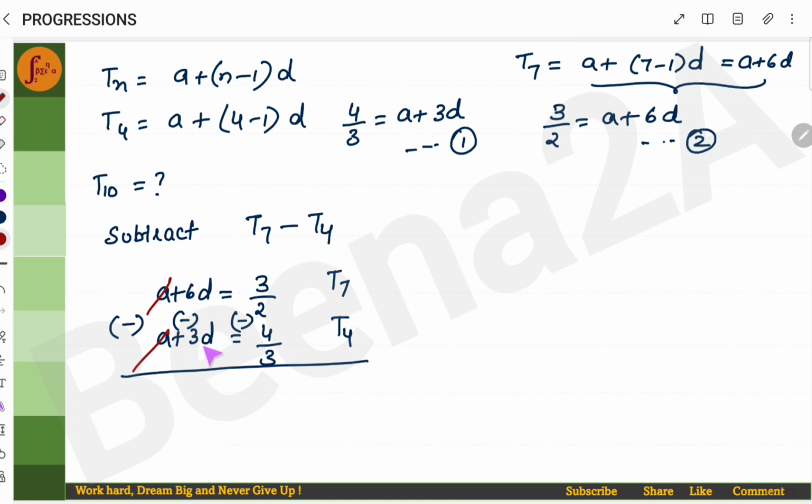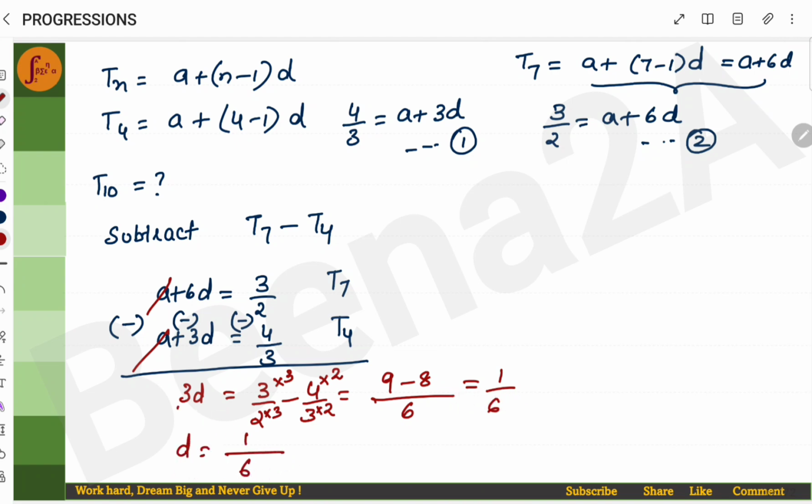So 6d minus 3d will be 3d. And I'll have to subtract 3 by 2 minus 4 by 3. I'll take the LCM as 6. 3 into 2 is 6, so I multiply the numerator 3 by 3, and here to get 6, I multiply 3 with 2, so the numerator 4 by 2. 3 into 3 is 9, 4 into 2 is 8, so I'll get 1 by 6. Now if 3d is 1 by 6, therefore d is equal to 1 by 6 into 3, which is 1 by 18. So d is 1 by 18.